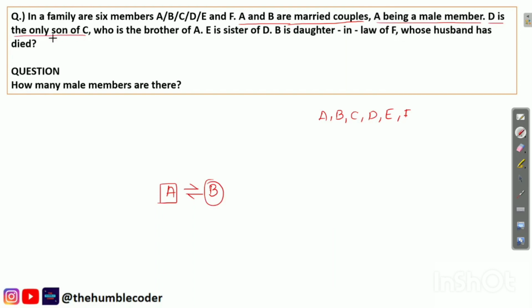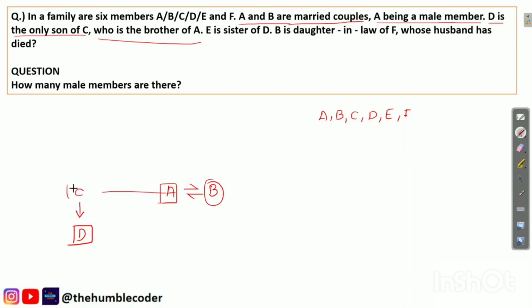So this statement is totally different. So what we will do is we will create a tree separately over here. D is the only son of C. We do not have the gender of C as of now. So C will be here and D will be here, because it is given to us that D is the only son of C. It is also given that C is the brother of A, right? So C is the brother of A, so there will be a brother relation between them.